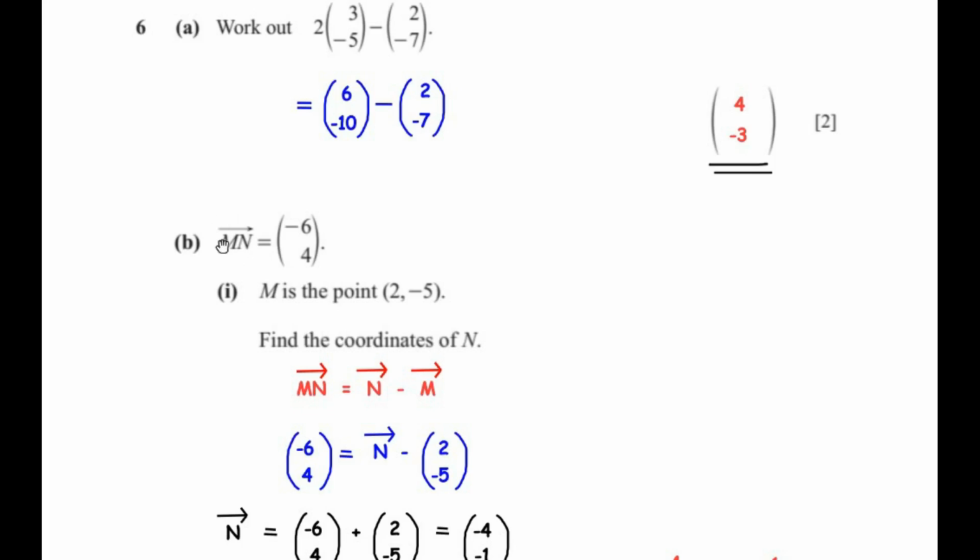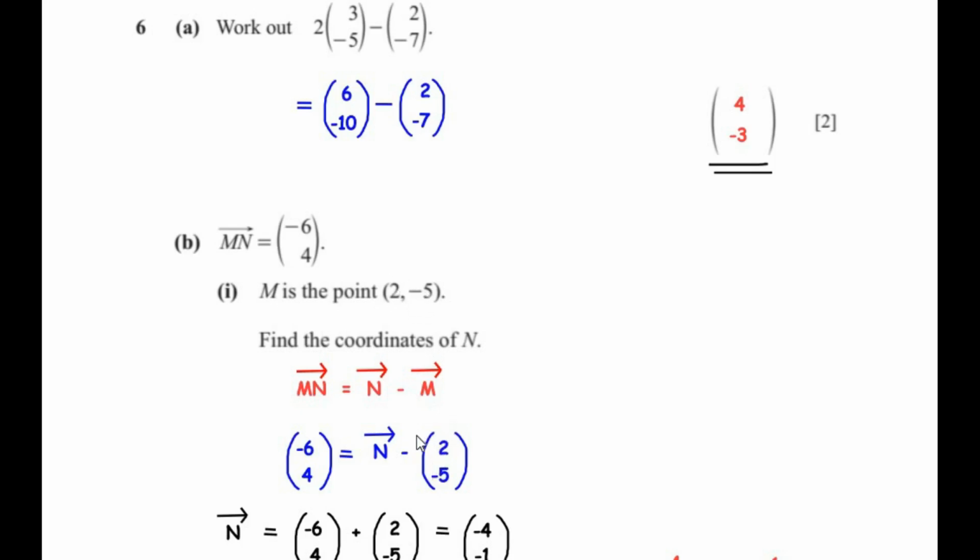So the relationship between the vector MN, M and N can be written this way. That is vector MN will be equal to N minus M. If vector AB was given, we would have written it as B minus A. Now since we have the column vector for MN, we have written its value over here. That is negative 6, 4 is equal to, we need to find out the coordinates of N, so we have kept it as it is, minus, we have written the coordinates of M as a column vector.